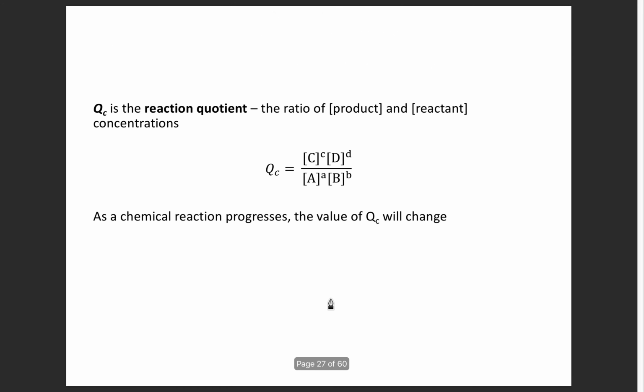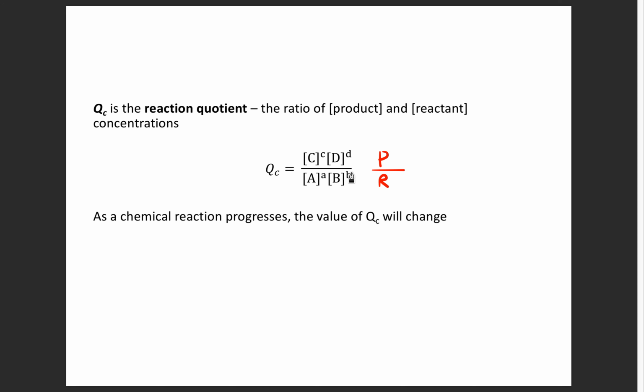Now to look at this mathematically, we use the reaction quotient. We solve for the reaction quotient, which is really nothing more than the products over the reactants, the ratio of the products over the reactants. So you can think of the top, the numerator, these guys, these are the products over the reactants. It's the concentration of the products over the concentration of the reactants.